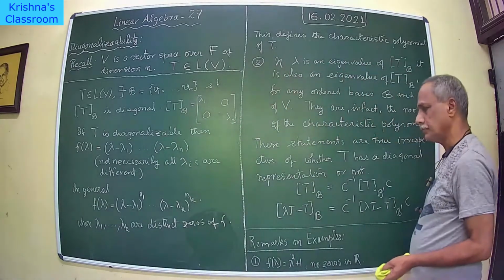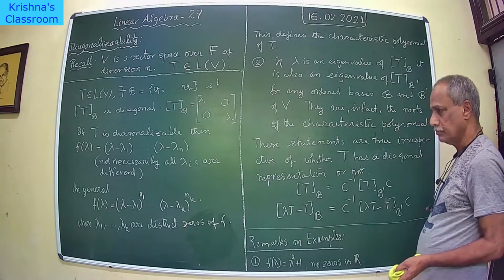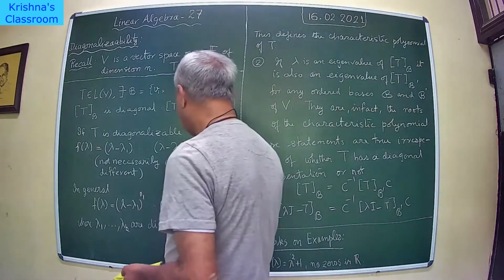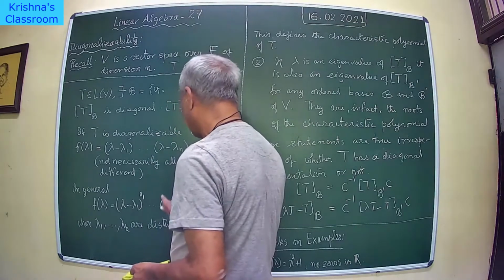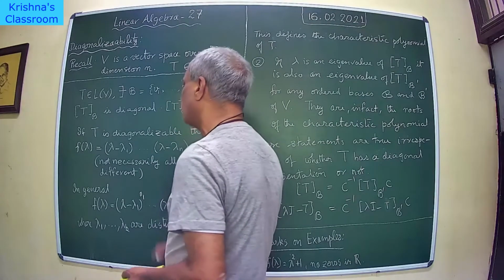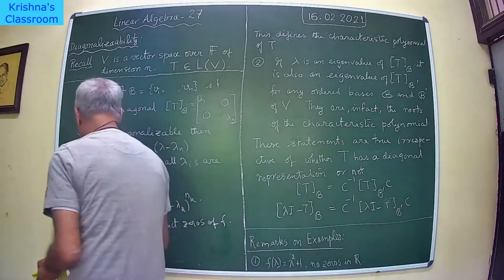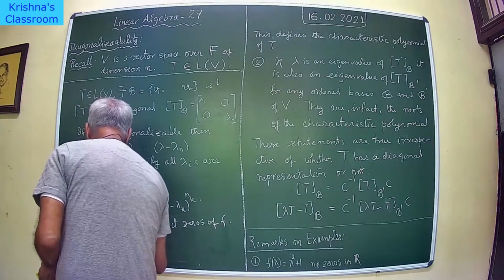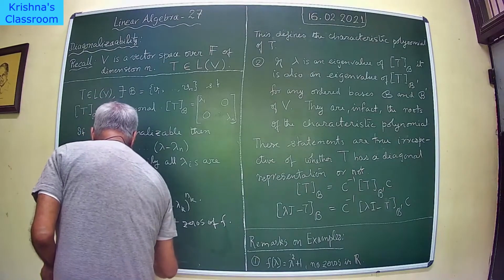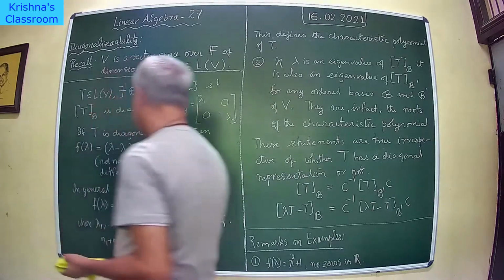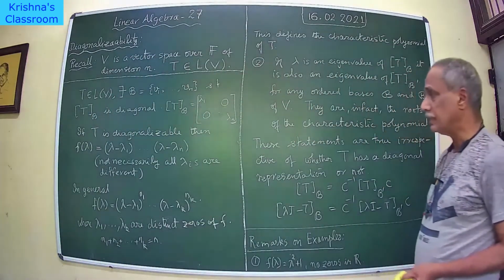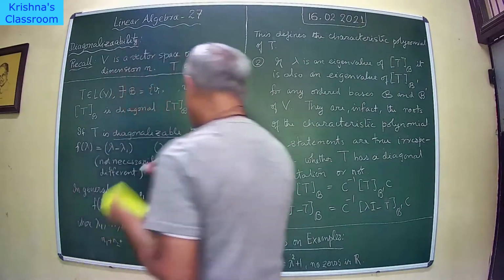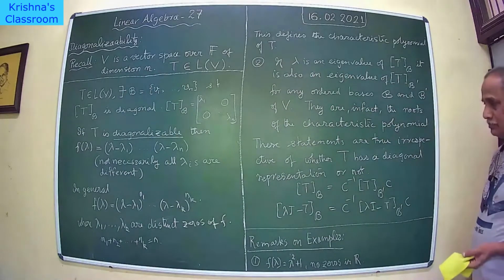Zeros of the f. Lambda 1 repeats n1 times, lambda 2 repeats n2 times, etc. Lambda k repeats nk times. And we also have n1 plus... so this is what we observe.